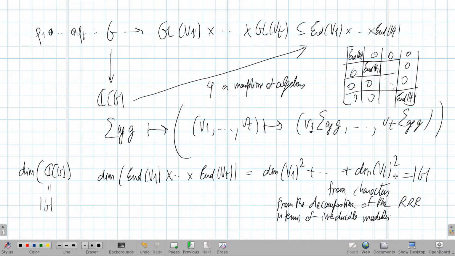So this sum of squares of the dimensions of the irreducible modules, remember V1, ..., Vt are the irreducible modules, pairwise non-isomorphic, gives you the order of G, okay? So the two dimensions are equal. If we prove that this morphism of algebras is injective, then the two will be isomorphic, because the dimensions are the same. If it's injective, as a matter of vector spaces it's also surjective.